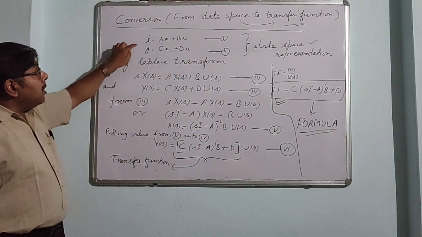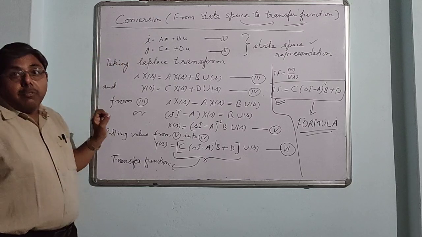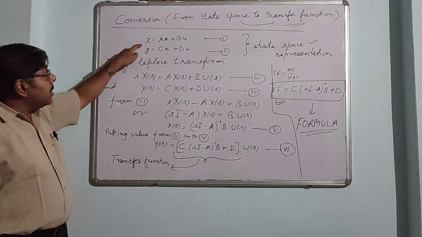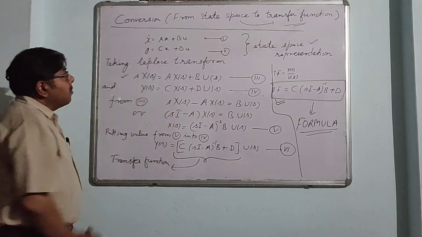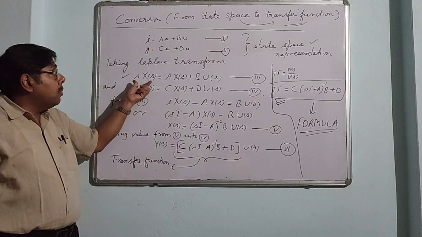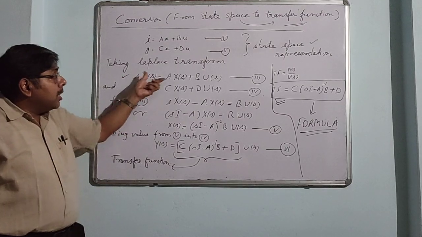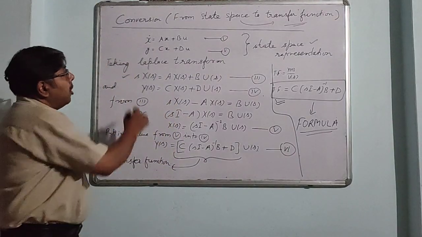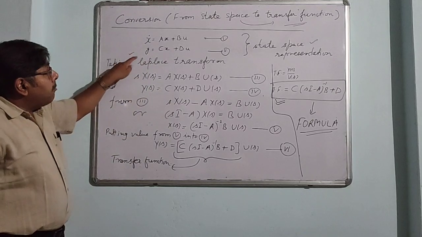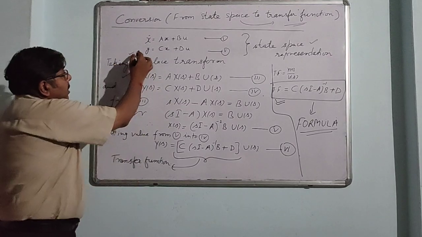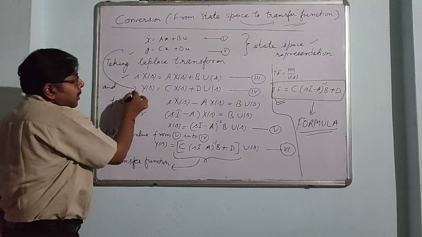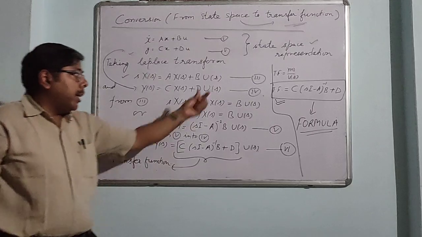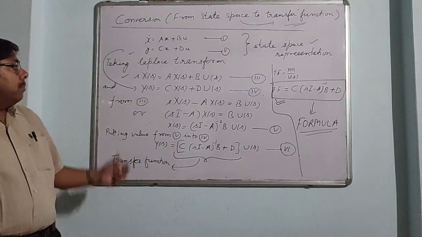How can we derive? So first take the Laplace transform of these two equations. Taking Laplace transform of first equation, this is the third equation. Obviously initial conditions are 0 for transfer function. So this is the expression in Laplace domain. And second equation is the output equation. And after taking Laplace transform, this equation is converted into this equation number 4. So these are two equations, third and fourth, in Laplace domain.